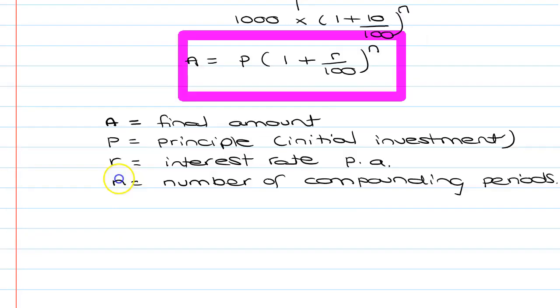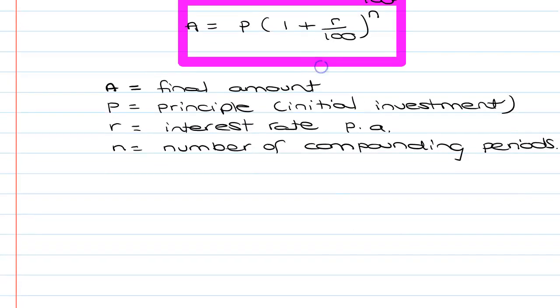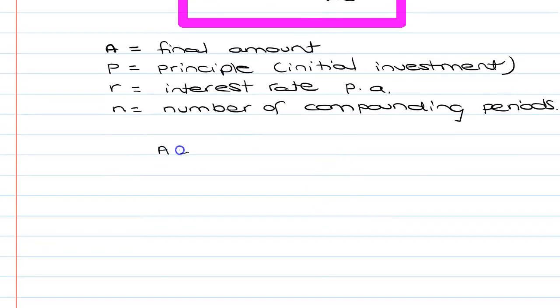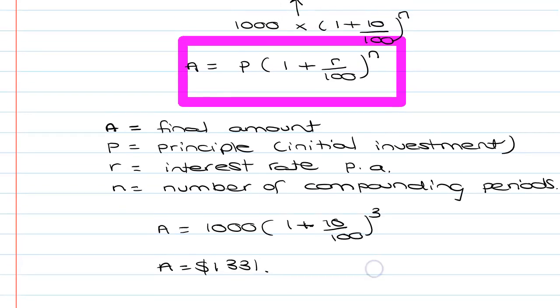I will define what I've just said about each of those variables in writing. So if I was going to do that example again, I can do it much quicker just by substituting in P is 1,000, R is 10, so it'd be 1 plus 10 over 100, and N being 3. And if I just literally type that in, that tells me the amount. So I'd obviously have to use my calculator for this. Oops, my pen's running out. 10 over 100 to the power 3. Now type that into your calculator, and straight away you get the amount $1,331.